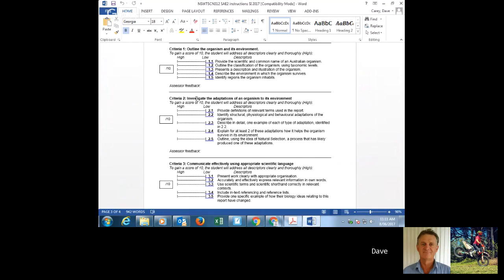So it's 2.5 I'm going to be doing in class. I've done 2.3. Just got to do 2.4. So for at least 2 of the adaptations, how it helps. So 2 of the ones you've described in 2.3, explain how you think it helps the organism to survive.